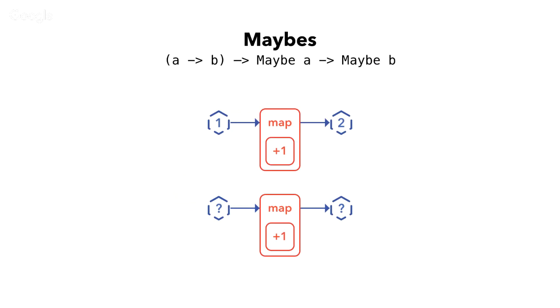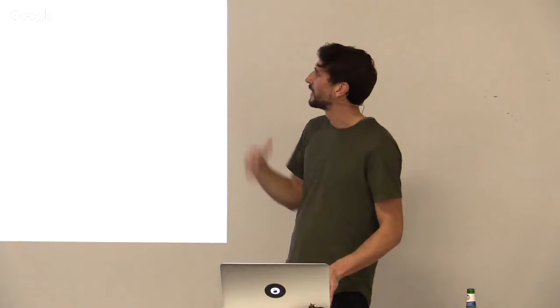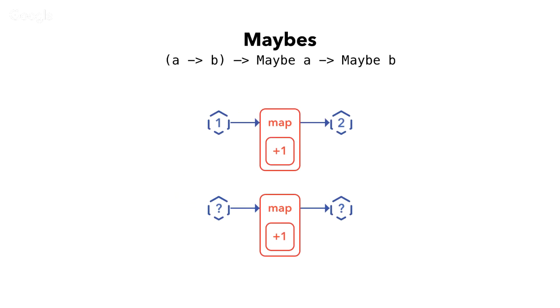In the top case, the maybe has a value, so it's just one, and we map plus one, and we're going to get back out just two. What's really nice about the map, again, is that you're abstracted from the data type of the maybe. All that you're talking about is the plus one in the map. Same for the bottom case. Maybes have a special case where if there's nothing in there, we can't map it, so we're just going to return nothing.